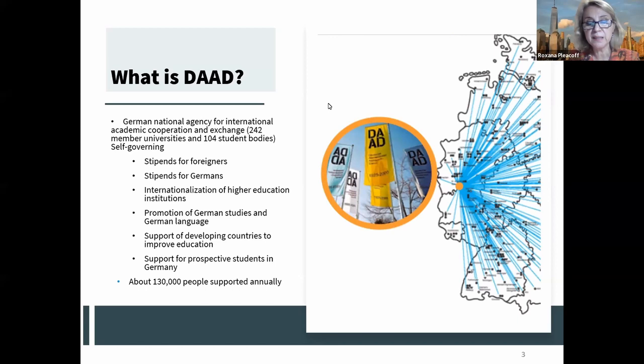We have offices in over 60 countries. Over 130,000 people were moved in 2020 with the financial support of the DAAD. So as you can imagine, this incurs a high cost. DAAD has a budget of over 600 million euros per year, and we're funded by two German federal ministries, the Ministry of Education and Research, and the German Foreign Office, which is the equivalent of the Department of State.